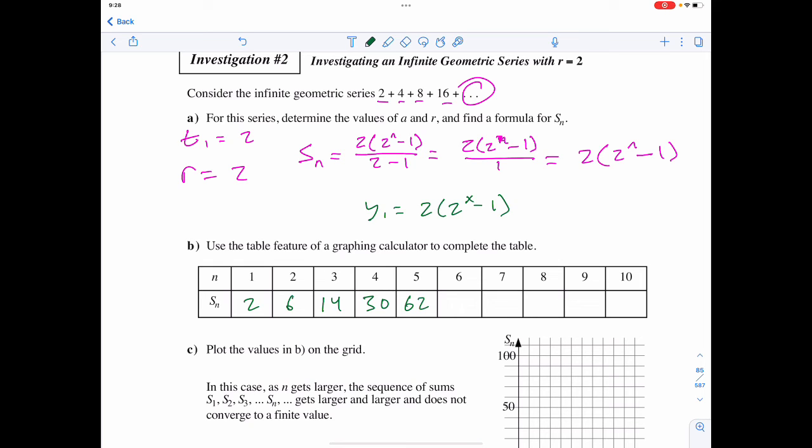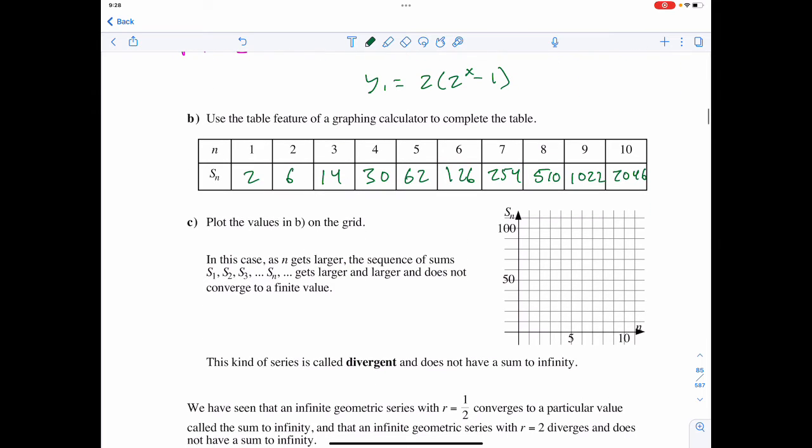30, 62, 126, 254, 510, 1022, and 2046. How does that work on a grid? Well, I'm going to start at 1 and 2, 2 and 6, 3 and 14, 4 and 30, 5 and 62. And then once I reach the 6th number, I've already launched off the grid.